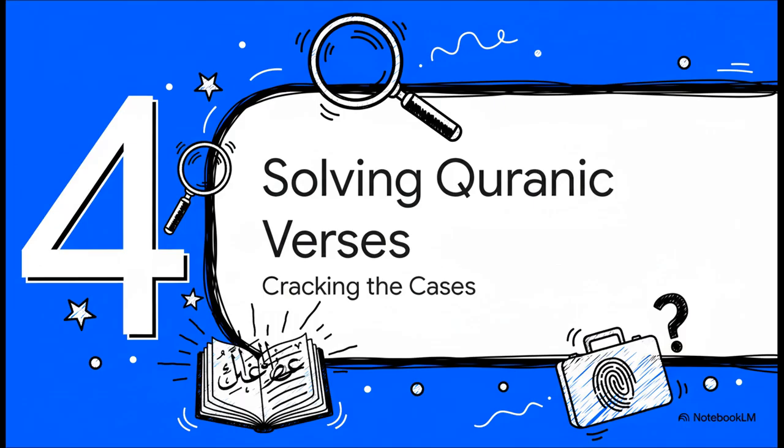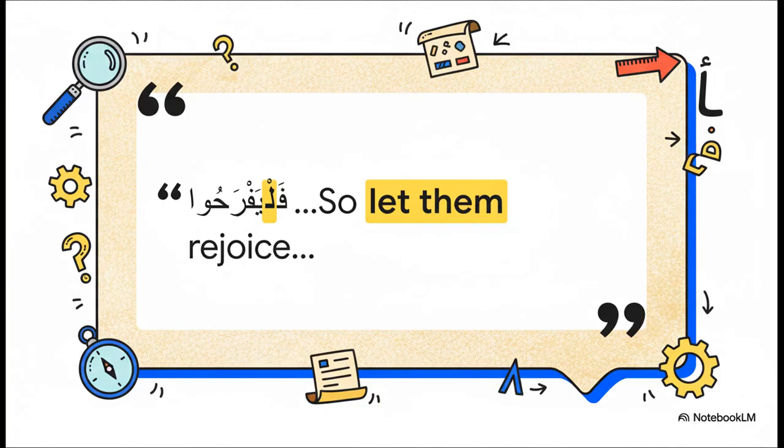We're going to apply these rules to some real case files straight from the Quran and see exactly how this works in practice. First up, we've got a case from Surah Yunus. The phrase is fal yafrahu. Now, the translation is, "so let them rejoice," which you can hear, right? It's clearly a command. So let's see if our toolkit leads us to the same conclusion.